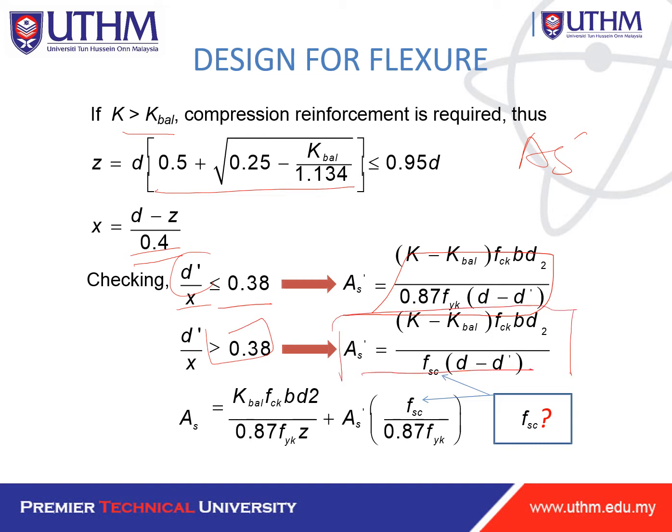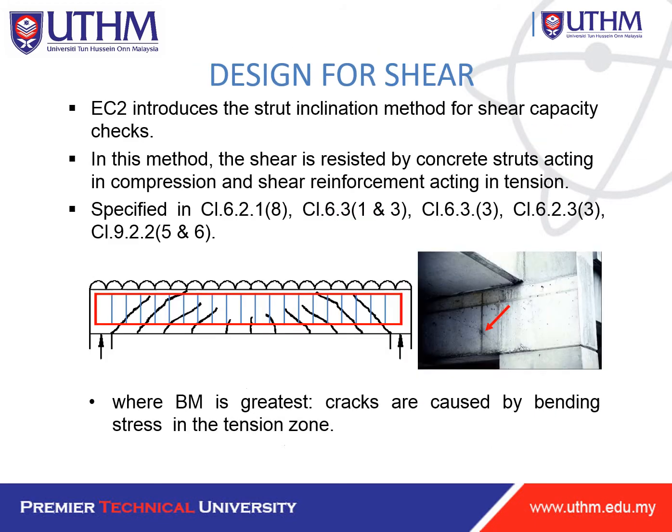So AS is equal to K balance FCK BD power of 2 over 0.87 FYK Z plus AS prime FSC over 0.87 FYK. I will show you the example of calculations in another video, so don't worry. Now we go through all the equations for the items first. Now we go to the design of shear.